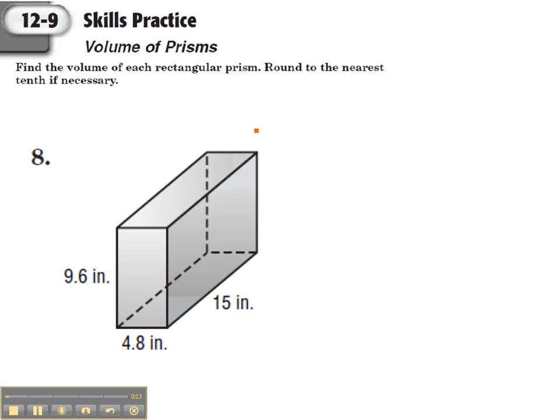I worked number 1 for you, so make sure you take a close look at number 1 for an example of how to use the formula. And don't forget, we have to write every formula we use if we want full credit on the homework or on the tests. So the formula for volume of any prism would be volume equals big B times H.